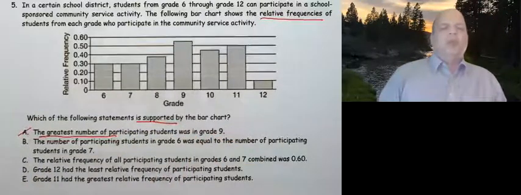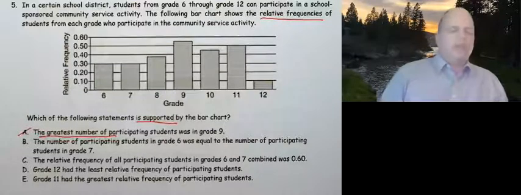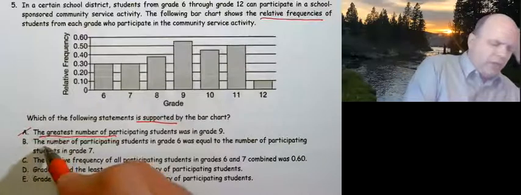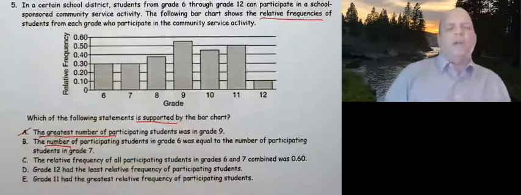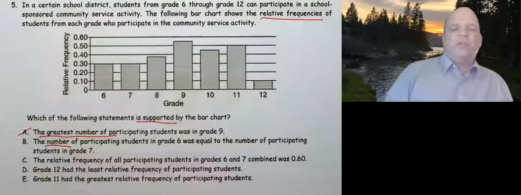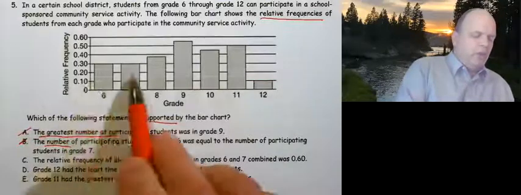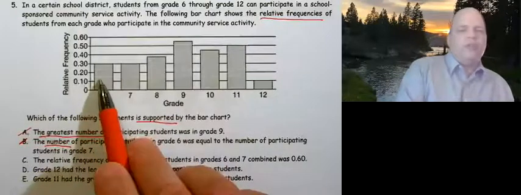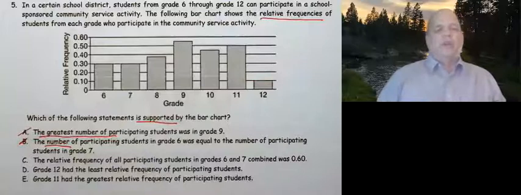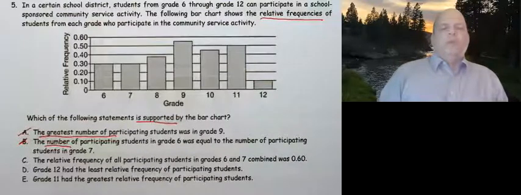The number of participating students in grade 6 was equal to the number of participating students in grade 7. Once again, they're talking about the number, and we don't know how many are in grade 6, grade 7. Yes, we can see the relative frequency is the same, 30% and 30%, but maybe there's 100 sixth graders and 200 seventh graders. We just don't know.